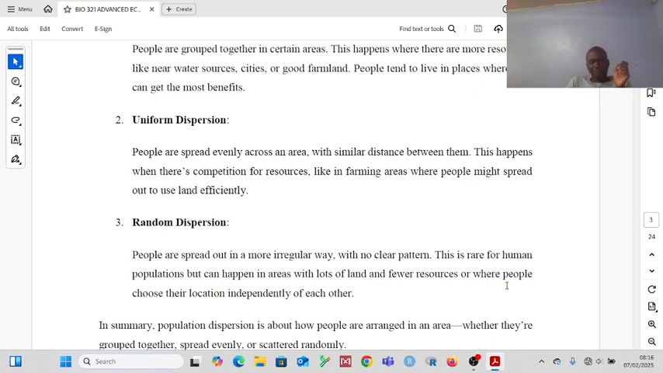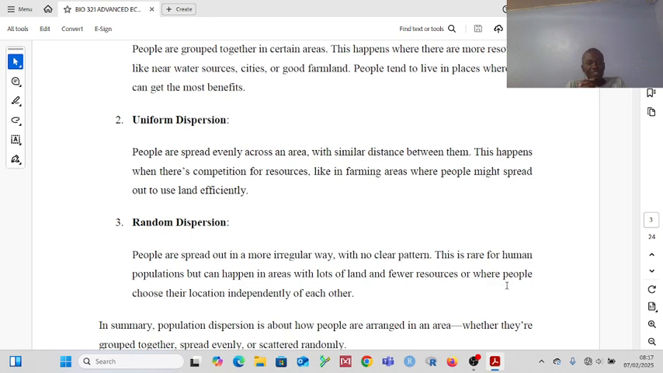The last one is the random distribution or random dispersion. In this, you find organisms being spread out in a more irregular way. So there is totally no clear pattern. You cannot say they are clumped together or the distance from one to the other is uniform. It is extremely random. You find in some places from this one to the next is 10 meters, from that one to another is like 50. Okay? So there is no pattern totally.